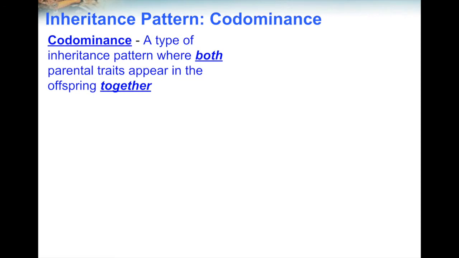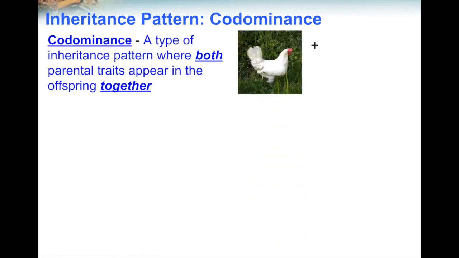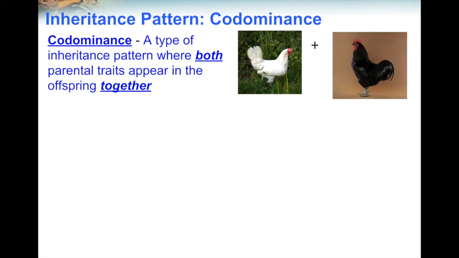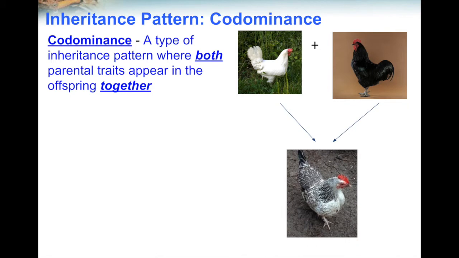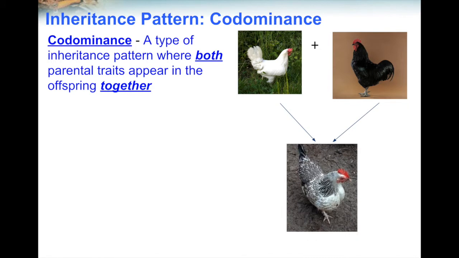So for today, we're going to take a look at an inheritance pattern called codominance. And in codominance, you're going to see both of the parents' traits appear together at the same time in the offspring. So where do we see this in, let's say, organisms? Well, we'll see them in the feather color of chickens. So here we have one parent that has white feathers, the other parent has black feathers. And when they have an offspring, it'll have not a mix, not gray, like you would see in incomplete dominance. You would actually see both black and white feathers together at the same time.